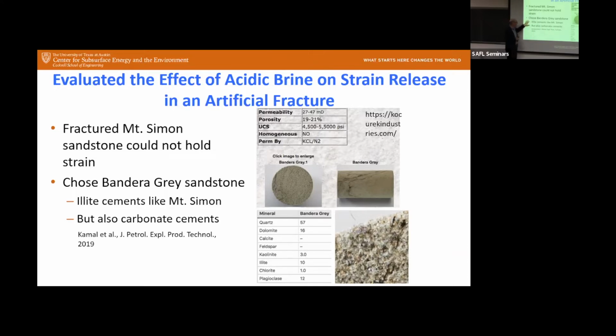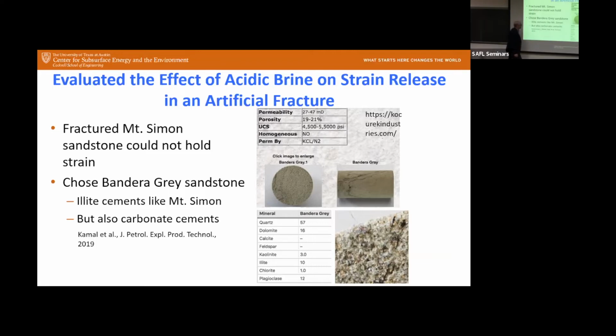So we chose a different sandstone, a Bandera gray. We chose it because it's well characterized and commercially available. And like the Mount Simon, it had illite cements. But unlike the Mount Simon, it also had carbonate cements that were holding the grains together. That makes it more interesting, but also maybe not exactly like the Mount Simon. So I can't say I completely replicated the two, but this is as close as we could get. What I mean by not holding strain is that under realistic stress conditions, there was always some kind of slip. I'll show you how we did that in just a little bit.